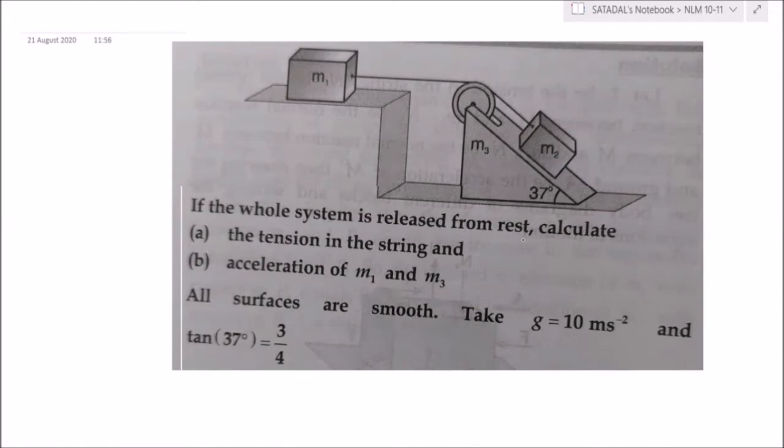Pritam? Sir, is M2 going down or coming up? Going down, obviously.